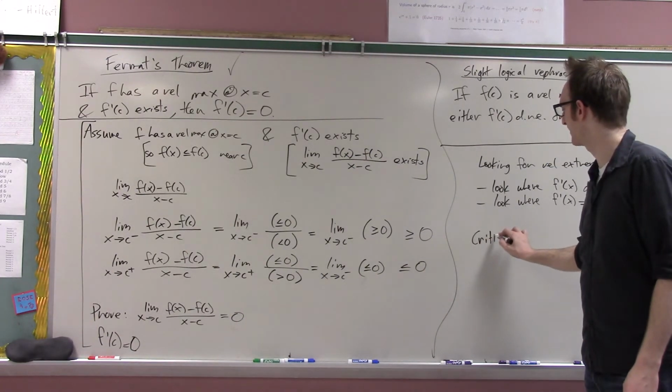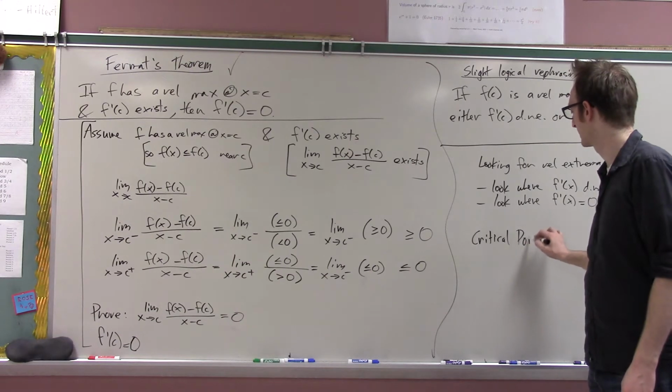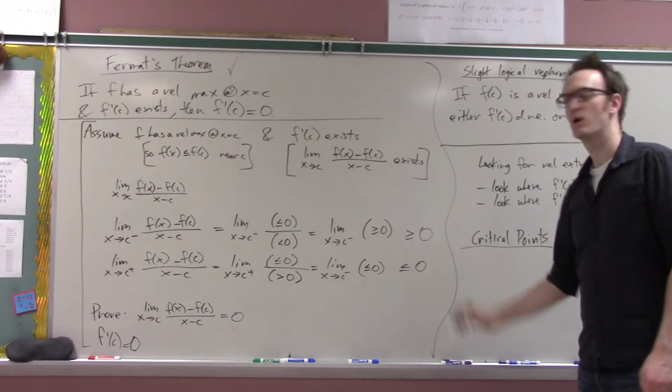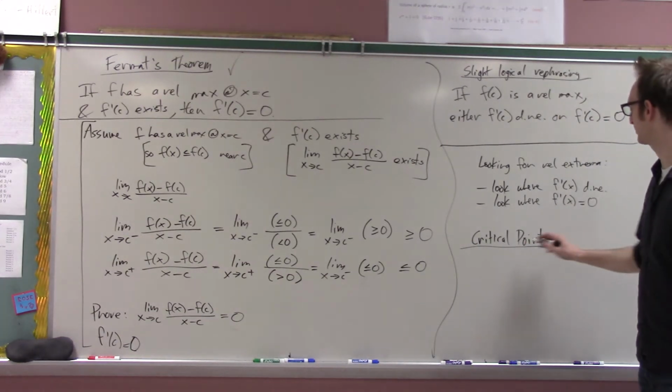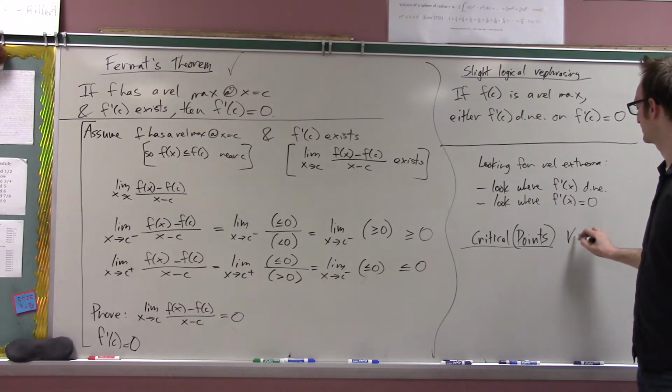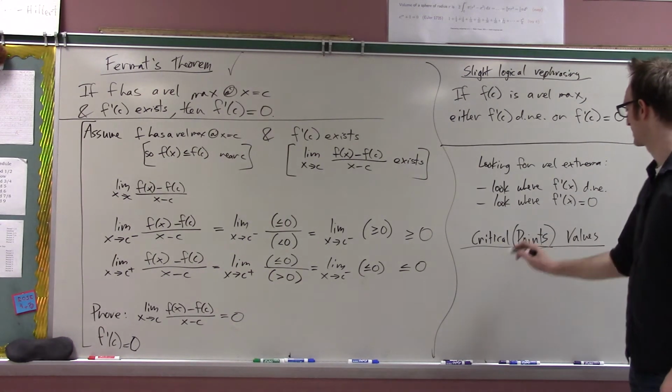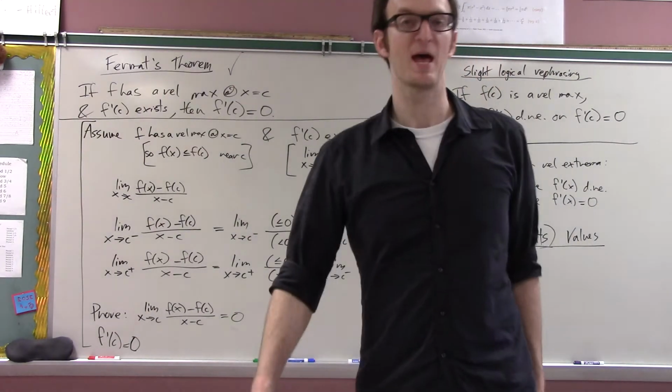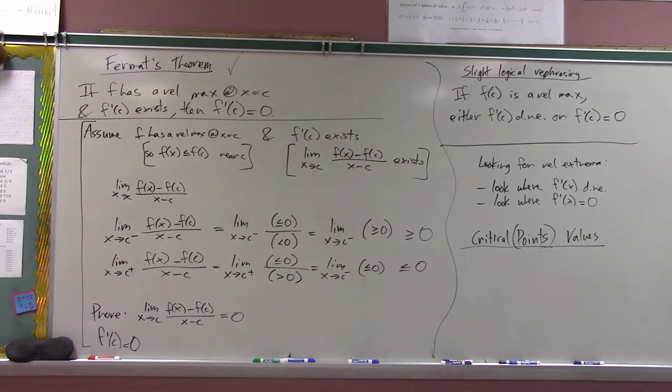We actually have a name for these things. We call them critical points. Some people call them critical values. I call them critical points, but I think our textbook calls them critical values. Critical values are simply x coordinates where the derivative is either 0 or does not exist.